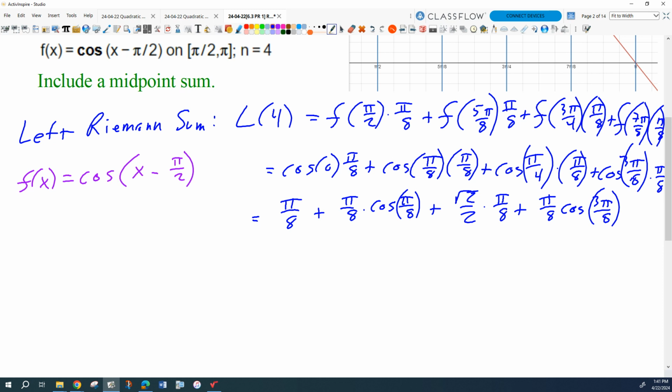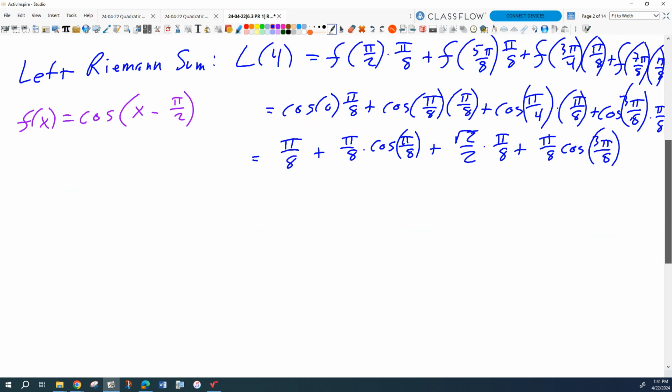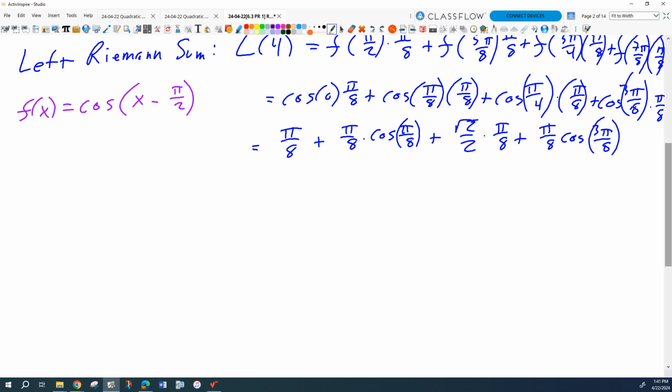Then we would just plug all that stuff in a calculator and get an answer. Everybody get that? Who knows what it is, just some big calculator answer. Make sure you're in radians mode because you're using pi's, but that's it. Okay, what about now, this will go really fast. The right sum, we've already done a bunch of the work.